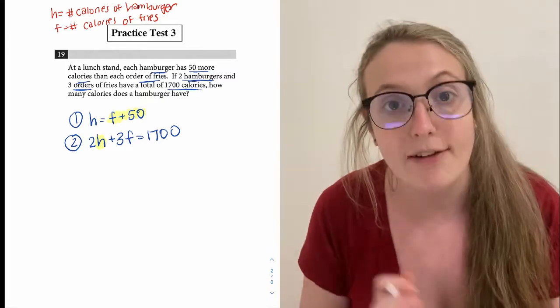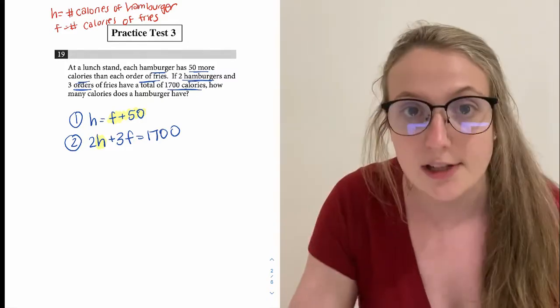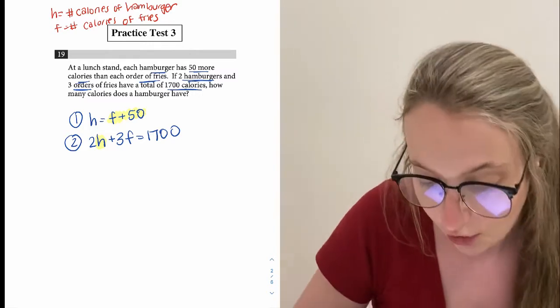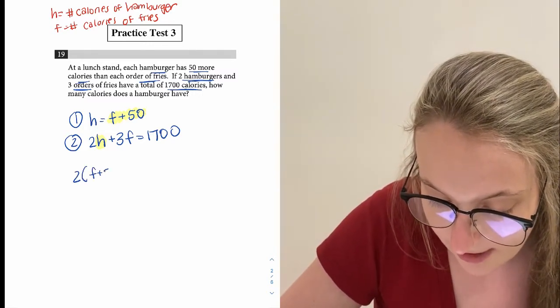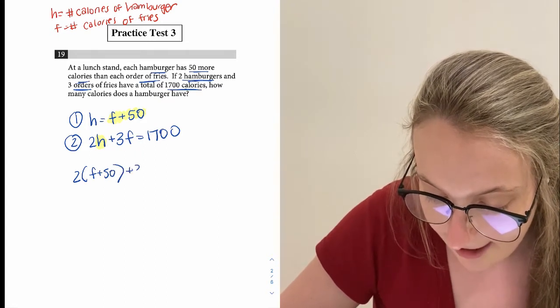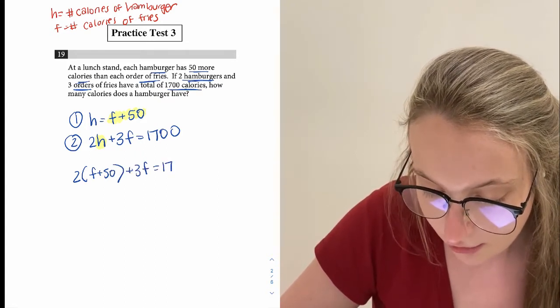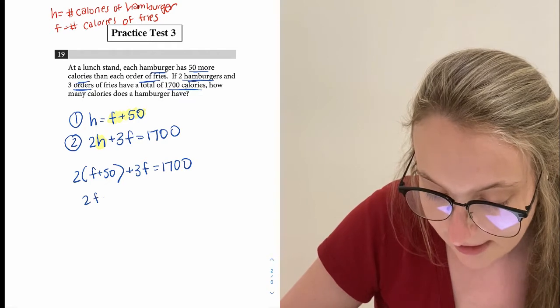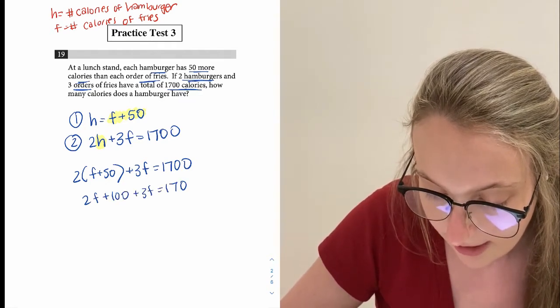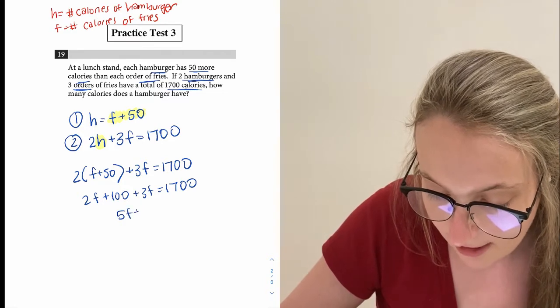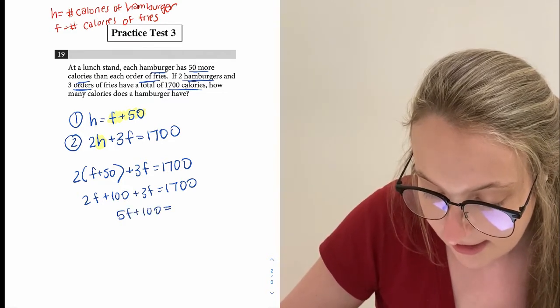We very easily have one variable in terms of another, so substitution is going to be our go-to. All right, so we get 2 times (F plus 50) plus 3F is equal to 1,700. So that becomes 2F plus 100 plus 3F equals 1,700. 5F plus 100 equals 1,700.